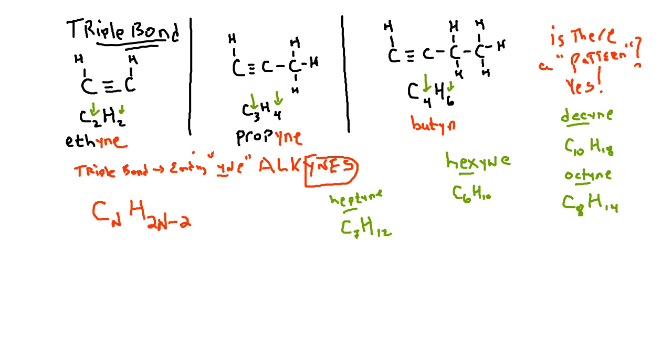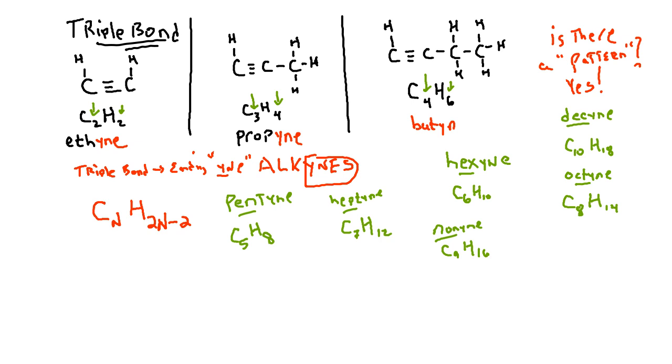Okay. Nonyne. So this is 9. 2 times 9 is 18, minus 2 is 16. Okay, and pentyne. We'll do pentyne, last one, okay? Well, pent is 5. 2 times 5 is 10, minus 2 is 8. Okay, well, that's that.